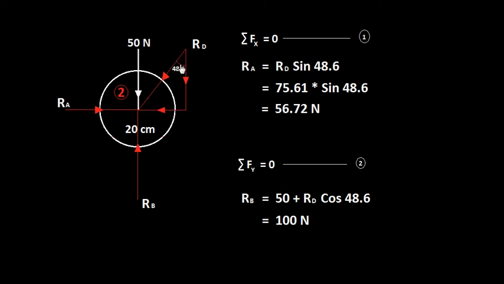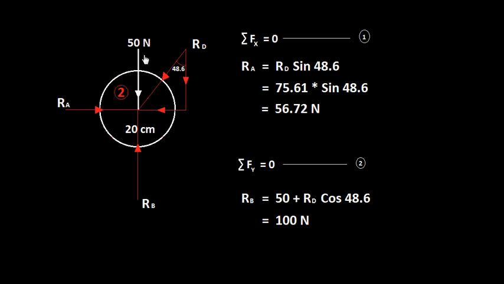So for the horizontal equilibrium, you have RA equal to RD sine 48.6. Remember, we are using the 48.6 here, and therefore this will be the sine component because this side is opposite to the angle that we are using. Therefore RA will be equal to RD sine 48.6, which is the horizontal component here. So RA equal to 75.61, which is the value of RD, into sine 48.6, that is 56.72. That will be the value of reaction at A.